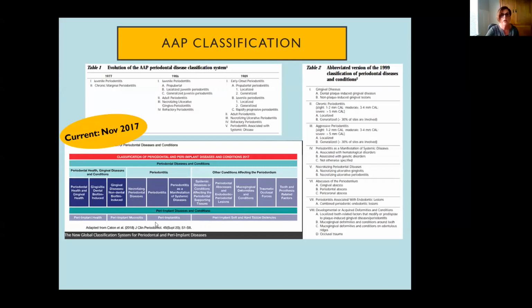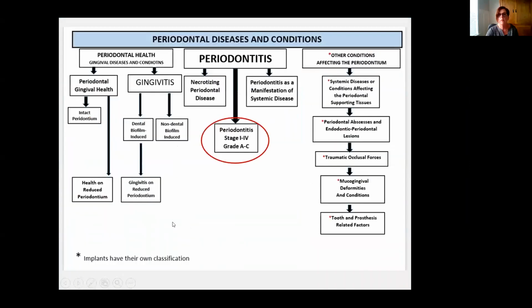This slide right here just goes over an overview of the whole diagnosis. So I took that and made this next slide. All right, so this is periodontal conditions of the mouth.